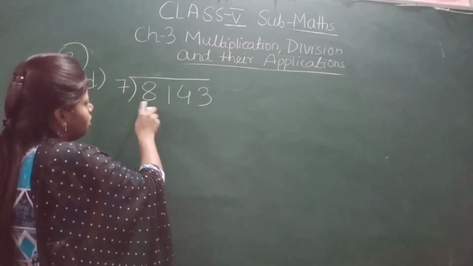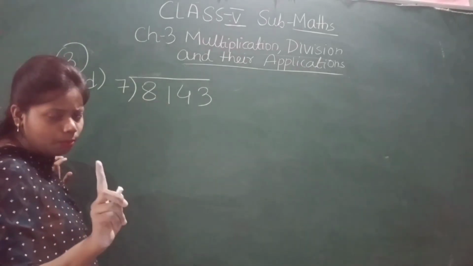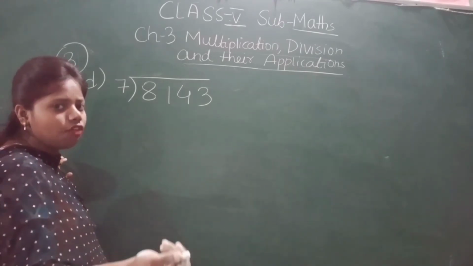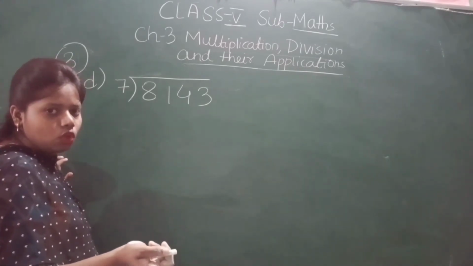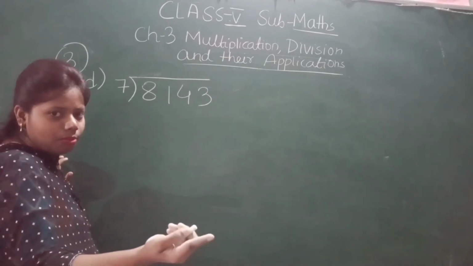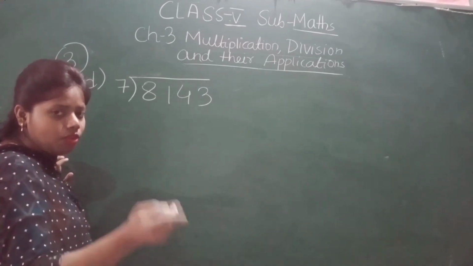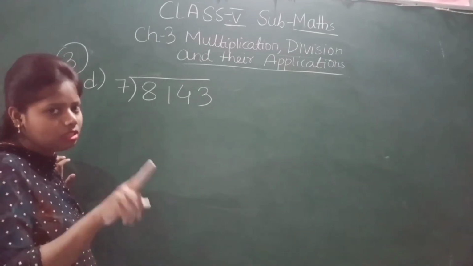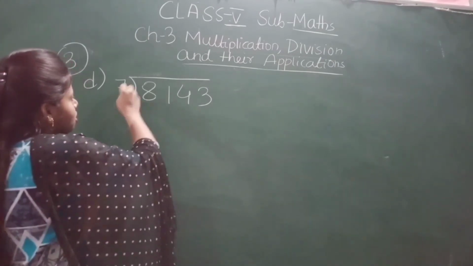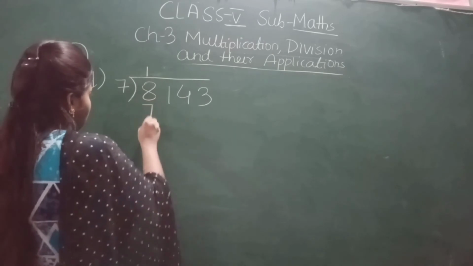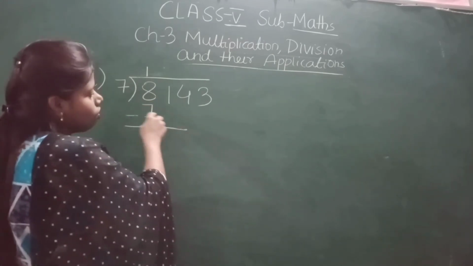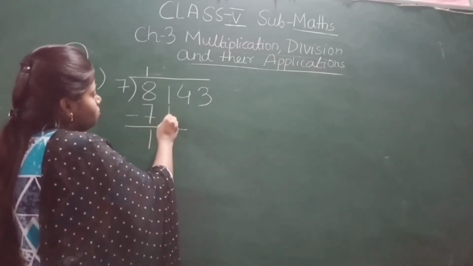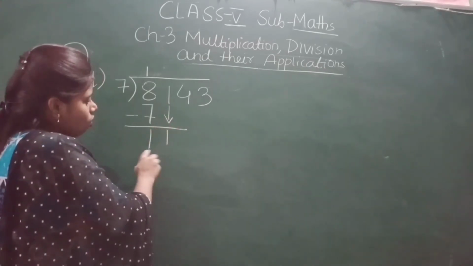Now how to do? In the 7 table, is 8 there? No. 7 1s are 7, 7 2s are 14. 14 is greater than 8. We want the number which is less than 8. So less than 8, what comes in the 7 table? 7. So how to write? 7 1s are 7. Now what will we do? We will subtract. 8 minus 7 is 1. Then we will bring this 1 down.